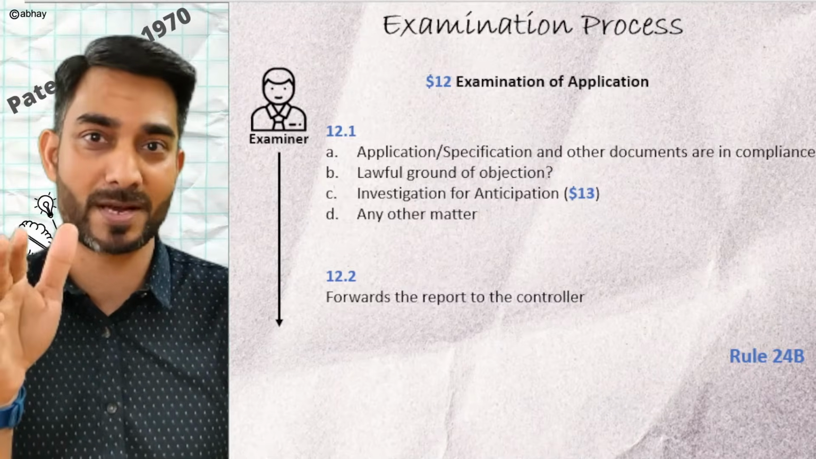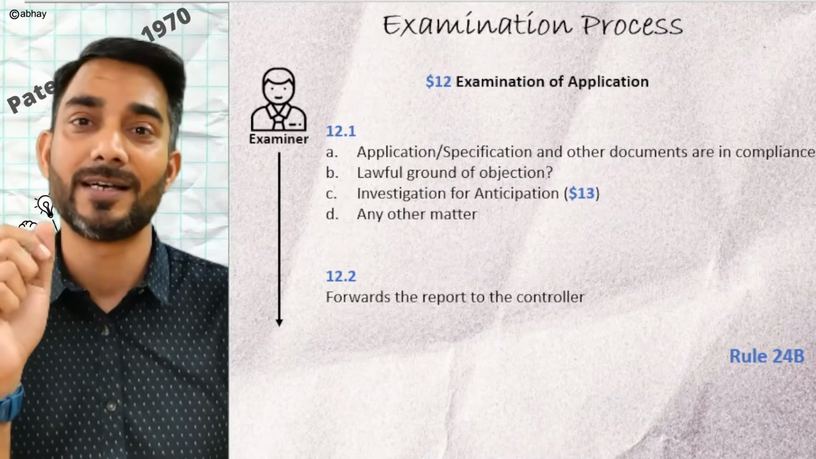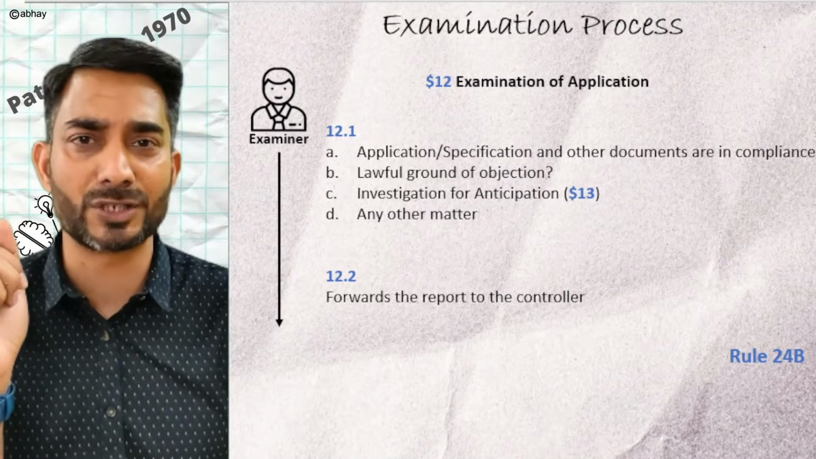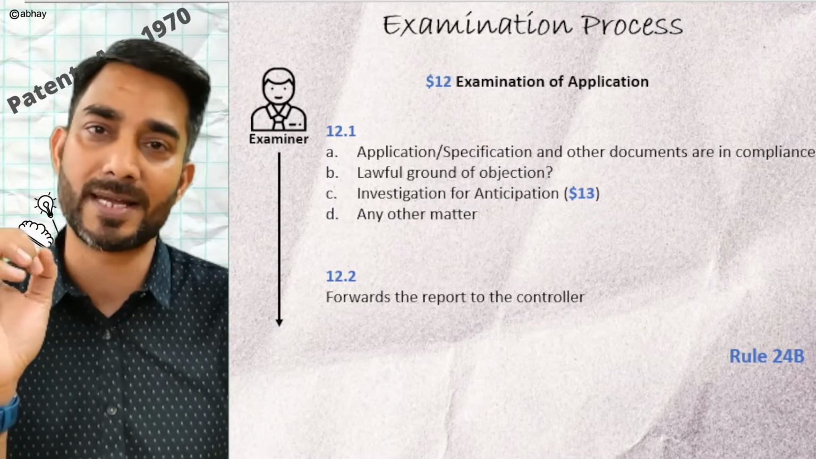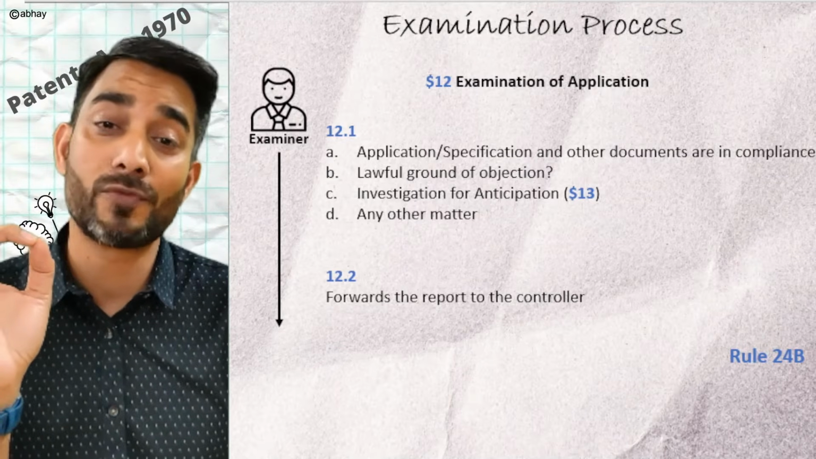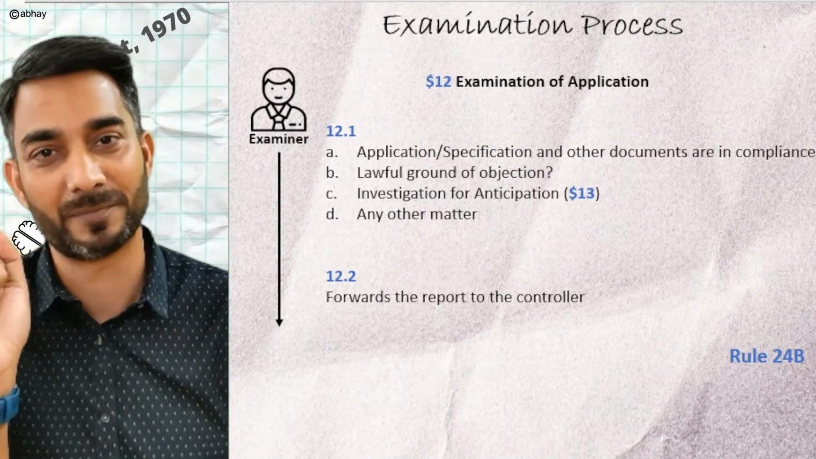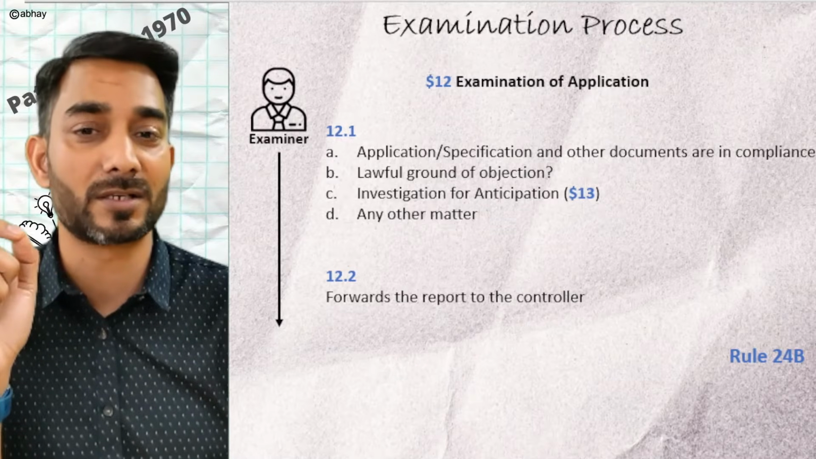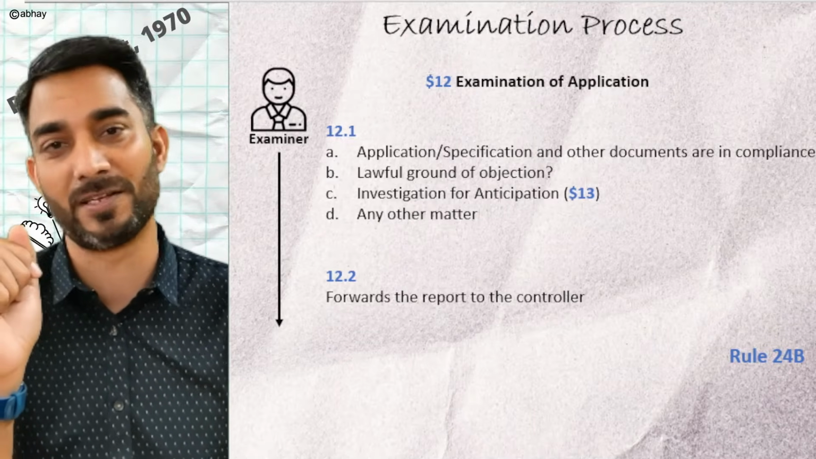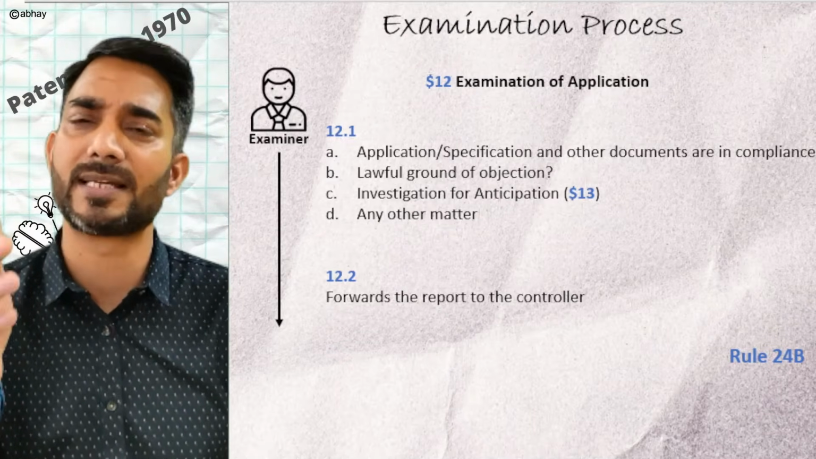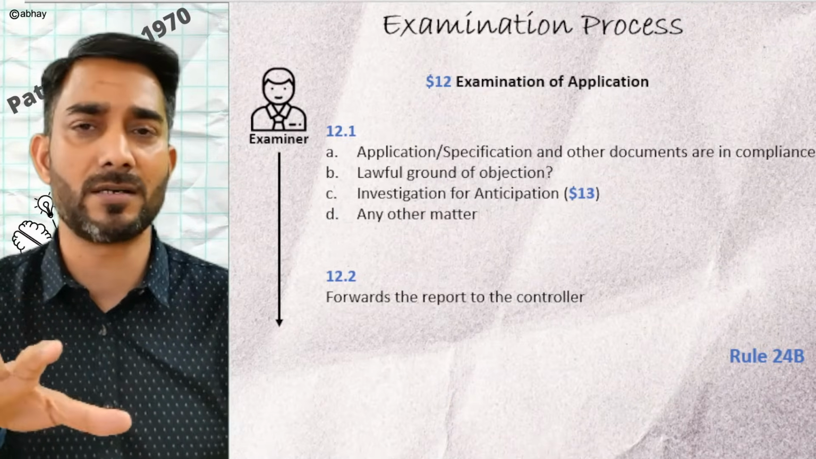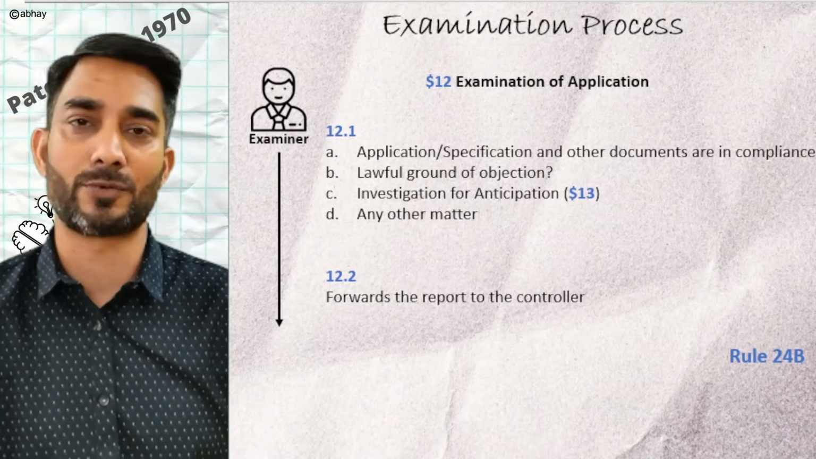As the examiner prepares a report under section 12, the examiner checks if the application, all the forms, the complete specification, and any other document are in compliance with the requirements of the Act. The examiner also checks if there is a lawful ground of objection to the grant of a patent. More importantly, the examiner conducts a search for identifying published documents that could anticipate the invention. Finally, the examiner may evaluate any other matter relevant to the application. Once the process is done, the examiner sends the report back to the controller.